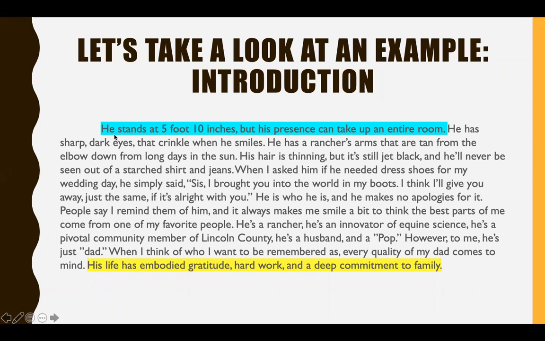So let's talk about this introduction. This first sentence that's highlighted in this teal blue is your hook, okay? It immediately grabs the attention of the reader. And then what you see here for my background information is this deep description of him that really only I would know, right? It's something that I can see, that I notice. And I even include this really nice direct quote that gives you a sense of who he is. And then when we go down to the thesis statement, it's very clear what I'm going to be talking about. His life has embodied gratitude, hard work, and a deep commitment to family. Those are what my 3 body paragraphs should be about, and in that order.